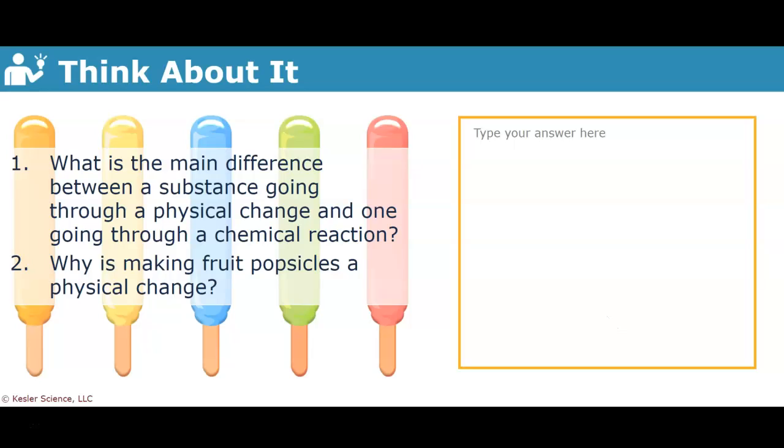So, what is the main difference between a substance going through a physical change and one going through a chemical reaction? Why is making fruit popsicles a physical change? Now here, there are two questions. Make sure you answer both of those questions here.